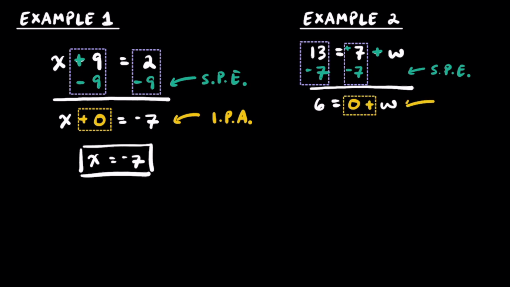Using the identity property of addition, we can go ahead and just drop that 0, and we can write that 6 is equal to w, or if you want to turn it around, you can also write that w is equal to 6. There is our solution.